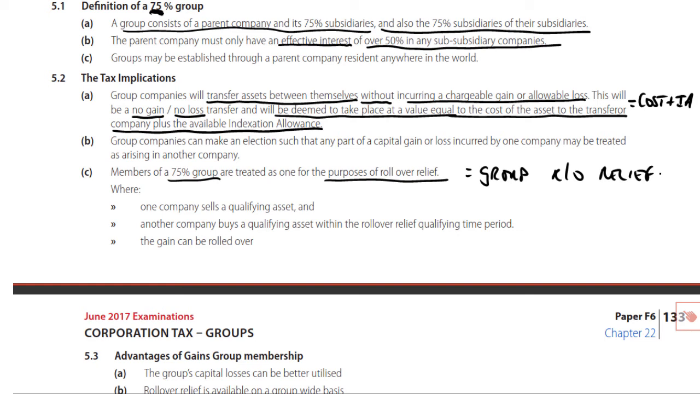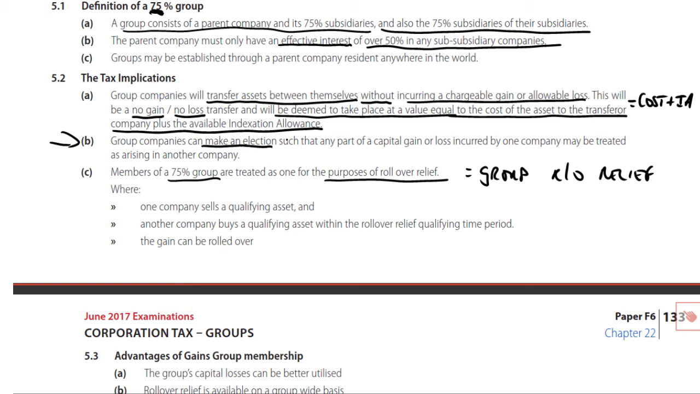If, of course, we fail to reinvest all of the proceeds, then it is only partial rollover. So it's exactly the same rules as before. It just doesn't have to be the same company that does both the selling and the buying. That's group rollover relief. We've then got this new one, an election here.